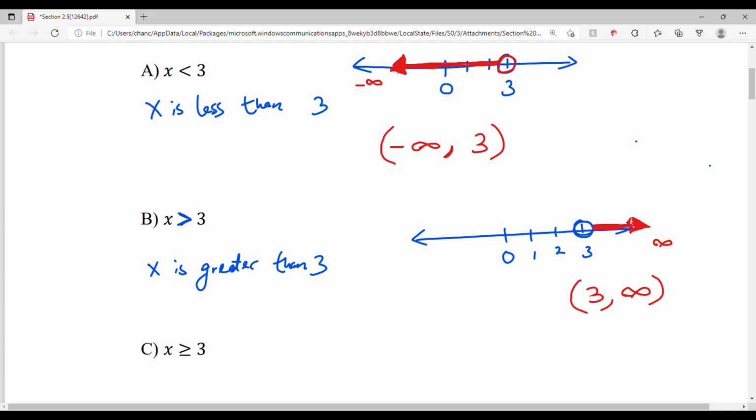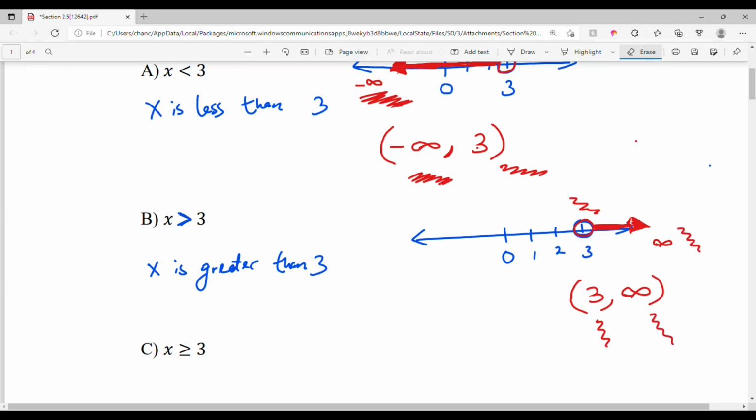We always use a parentheses for an infinity symbol, and on the other side, since it's an open circle, we have to use parentheses. And if you ever get confused, look at the number line versus our interval notation. It's in the same orientation. Negative infinity is on the left, 3 is on the right. Or 3 is on the left, infinity is on the right. So that is how you can remember. It's in the same order as the picture on the graph.